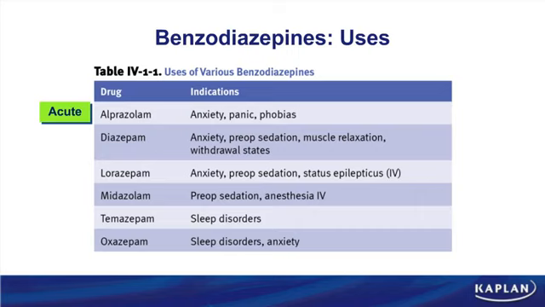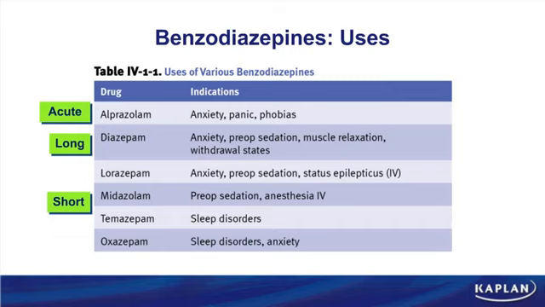If you compare diazepam to a drug a little farther down in the table, midazolam, diazepam is a long-acting benzodiazepine, whereas midazolam is a short-acting drug. Diazepam is useful for a variety of conditions, including anxiety, as a preoperative sedative drug, muscle relaxation, and even for withdrawal states. On the other hand, short-acting drugs like midazolam make good IV anesthetics.